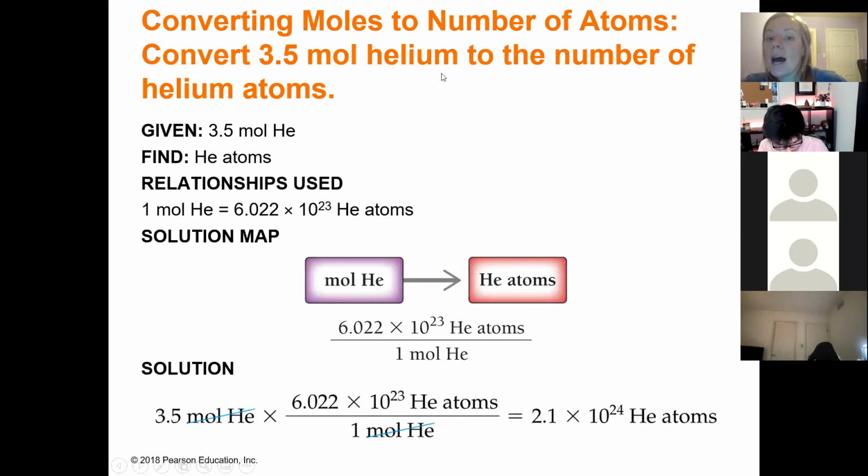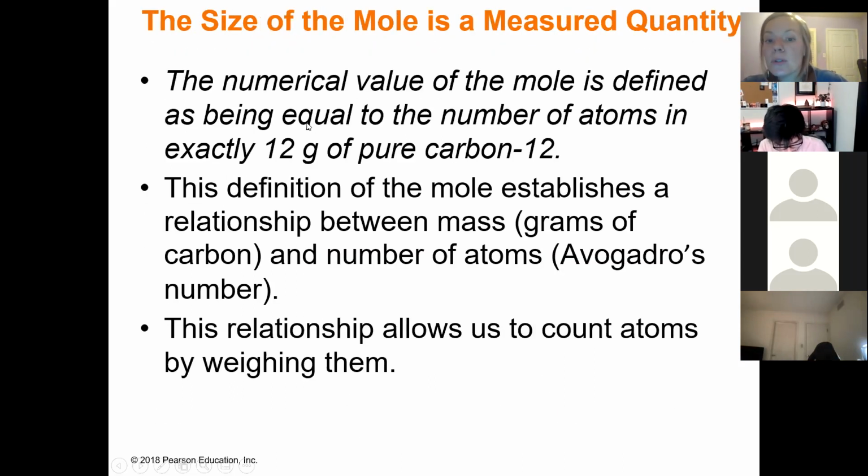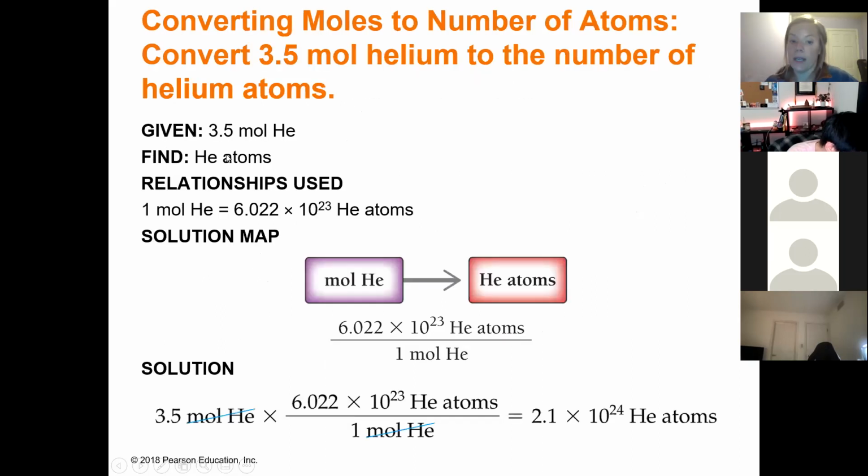Oh, and if you're wondering why it is 6.022 times 10 to the 23rd and not something else, the numerical value of the mole is defined around carbon. We use carbon a lot as our central unit on the periodic chart. So if I had exactly 12 grams of pure carbon 12, the isotope carbon 12, that is how many atoms would be in it. So that's why we use that.